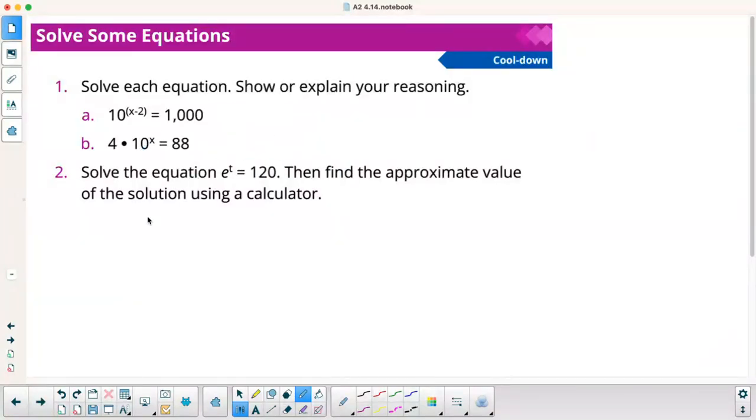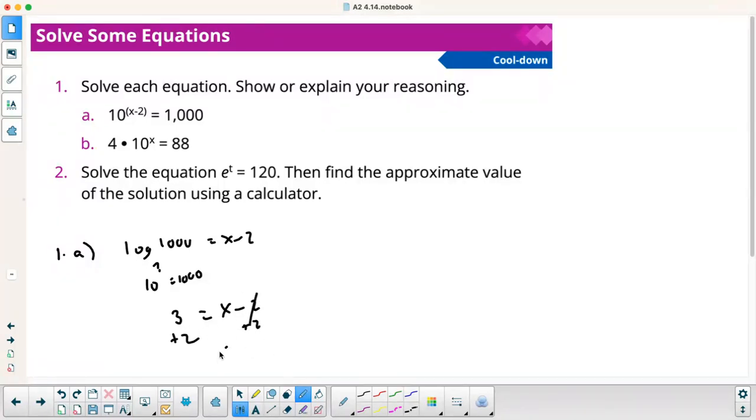All right. So our goal was I can solve simple exponential equations using logarithms. Our last thing is a cooldown here. So number 1a. So let's see here. I'm going to write in log form, log base 10, I don't write the 10, of 1,000 equals x minus 2. Now, this I can do. You could type into your calculator because your calculator has the base 10 built into it. Or you could think, oh, okay, 10 to what power equals 1,000? Well, that's obviously going to be 3. So I replace this with 3. And then I have to add 2 to both sides because your equation properties still hold true. So I get 5 equals x.